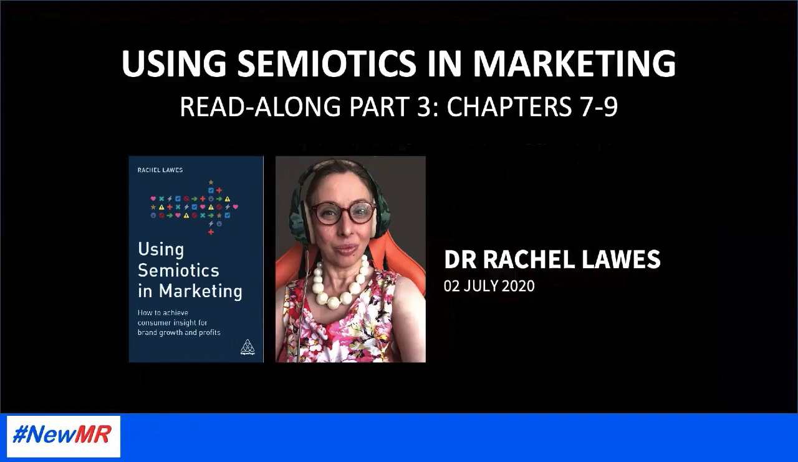It's part three this time, and we'll be looking at chapters 7 to 9 of the book, some of my favourite chapters, because all of them encourage you to do things with semiotics that you might not have thought of before, or things that aren't usually talked about, and all of them I hope are going to be useful for your evolving semiotics practice. So let's take a look at what's coming up this time.